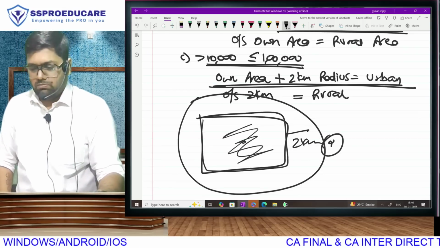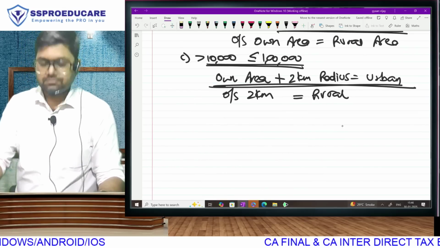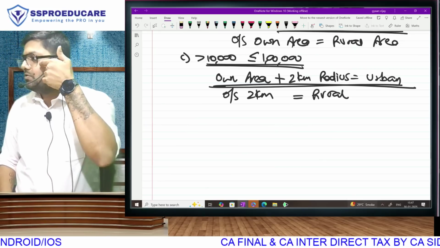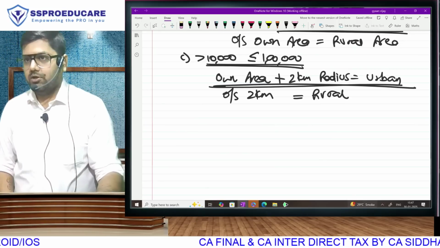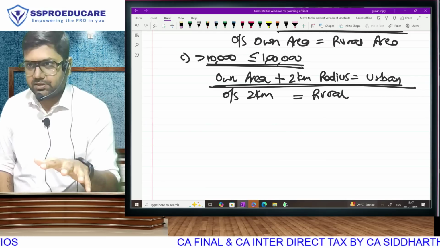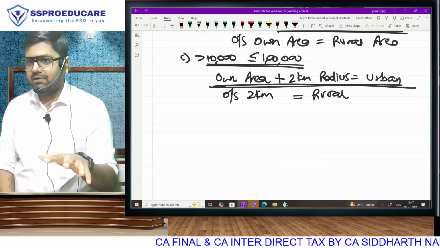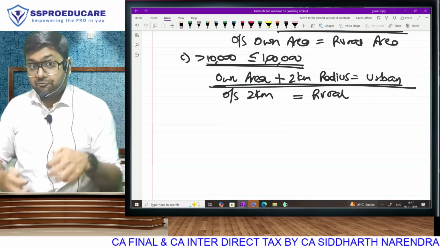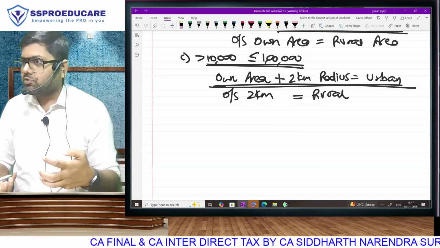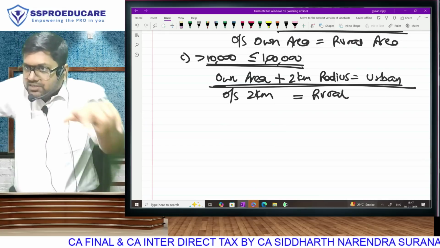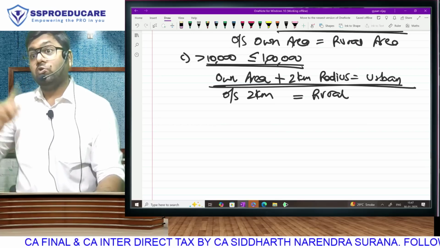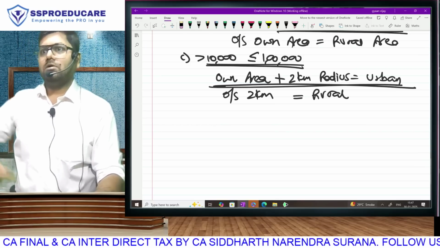You understand? If own population is 0 to 9999, own area will become rural. If own population is 10,000, own area will become urban. Rural will be outside. If we cross 10,000, then up to 1 lakh, own area is urban, plus outside my own area also a radius of 2 kilometer will be urban. So rural will start beyond 2 kilometer.